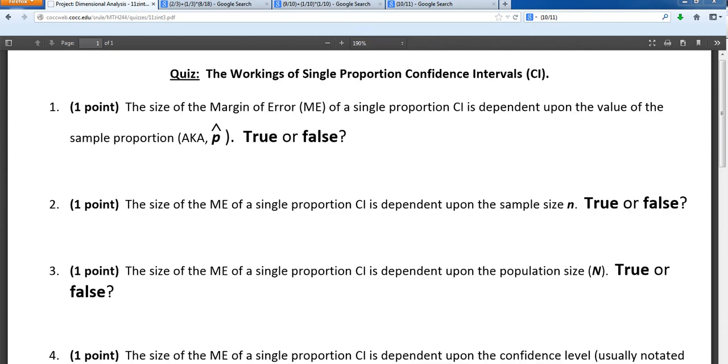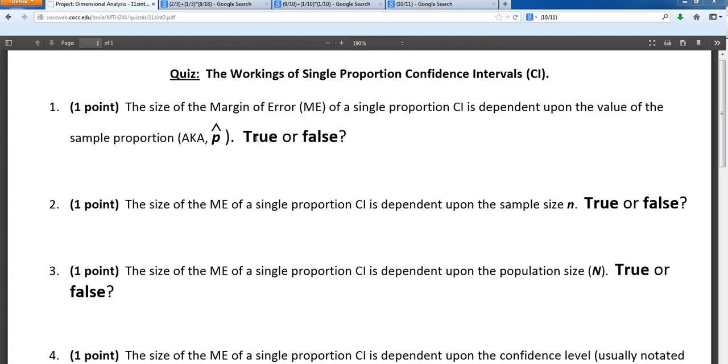Hey everybody! The purpose of this video is to get you through the quiz, the workings of single proportion confidence intervals. Just a real quick, nuts and bolts quiz. Number one, the size of the margin of error of a single proportion is dependent upon the value of the sample proportion, aka p hat. True or false? Definitely true.